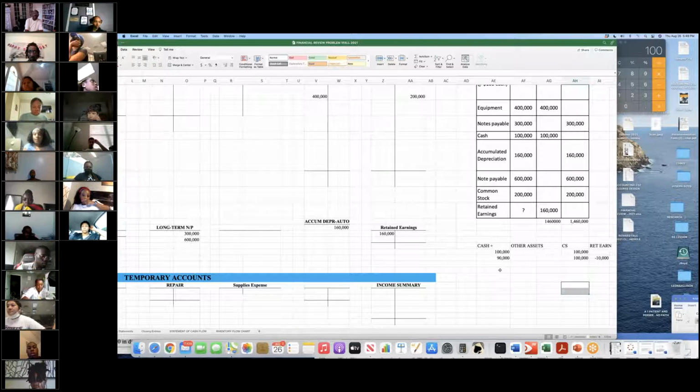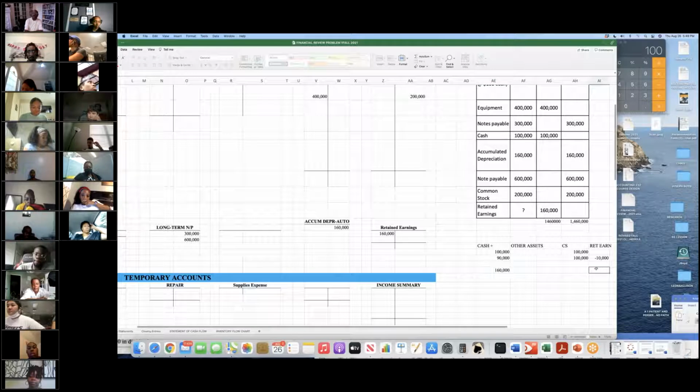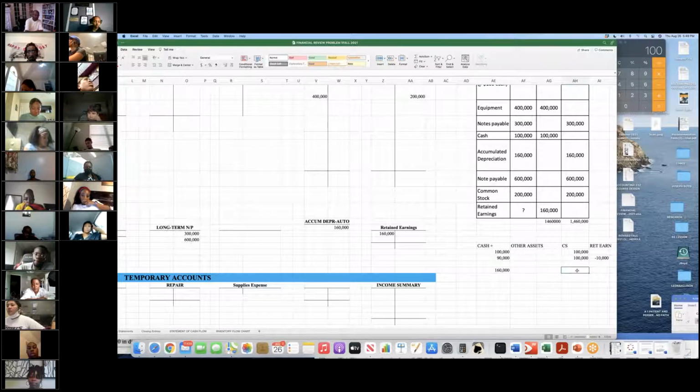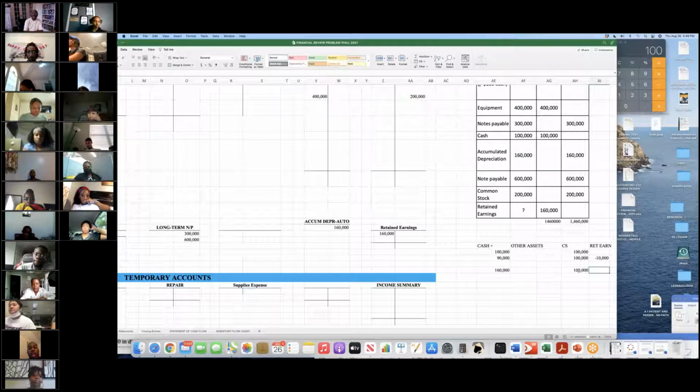Let's look at another scenario, maybe 160,000. So my earnings would need to be what if I'm going to balance out? Higher than the 160,000? No. Or 60,000? My bad, 60,000.